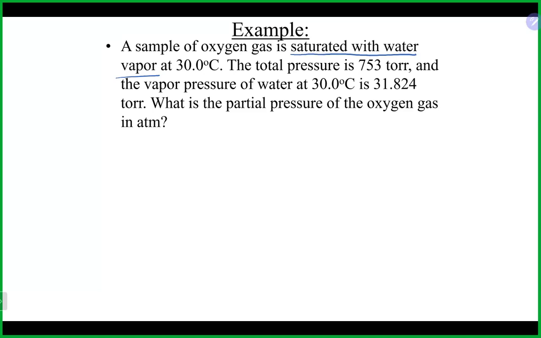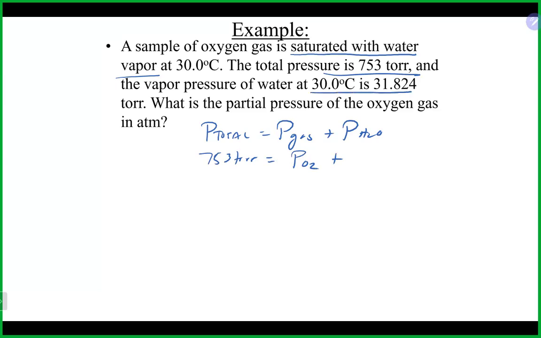Also, sometimes they'll say, hey, the gas was collected over water. So they mention something about water and how you collected the gas, which is usually a very key phrase to tell you that the total pressure is equal to the pressure of your gas plus the vapor pressure of water. So in this case, they did give us the total pressure, which is 753 torr. We're looking for the pressure of oxygen.